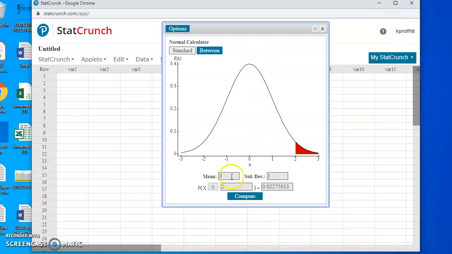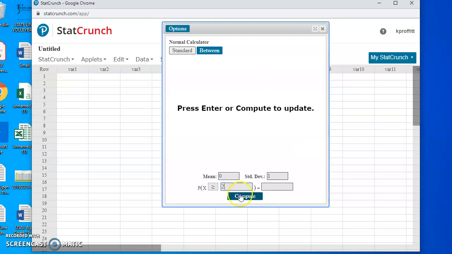StatCrunch calculator. We type in a mean of 0, standard deviation of 1, and we look at the probability that our z, since we're on the standard normal curve, it's really not an x, it's a z-score, is greater than. Make sure you switch to greater than, and you type in a positive 2 here.